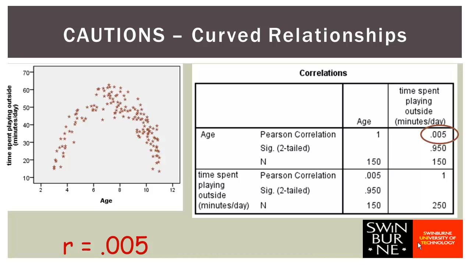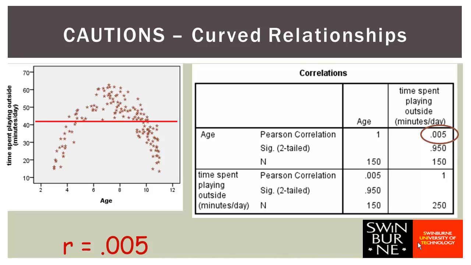Or to be a bit more precise, it's actually saying there's practically no linear relationship between the two variables. Pearson's R measures how well a straight line fits the relationship. So let's have a look at what straight line would best fit this relationship.